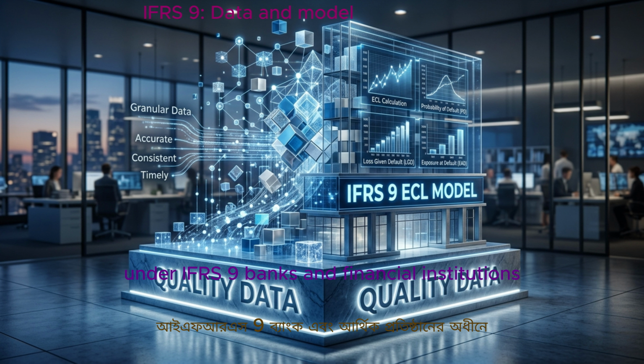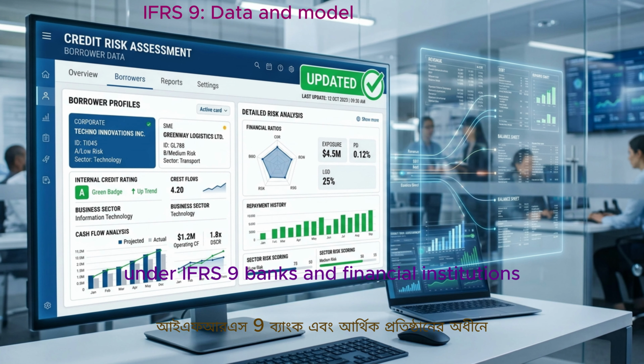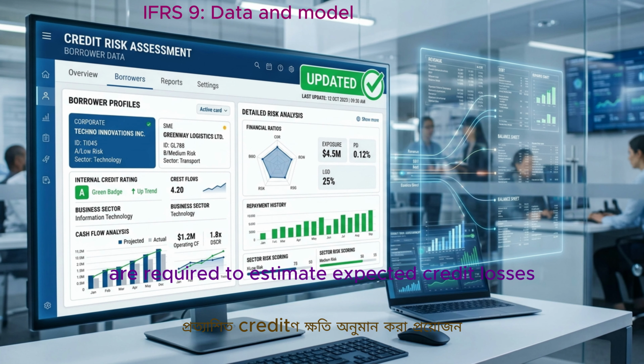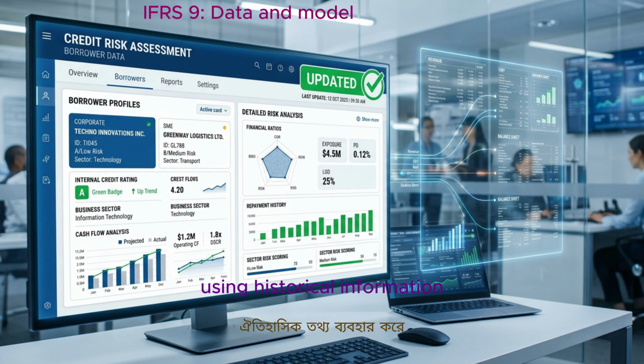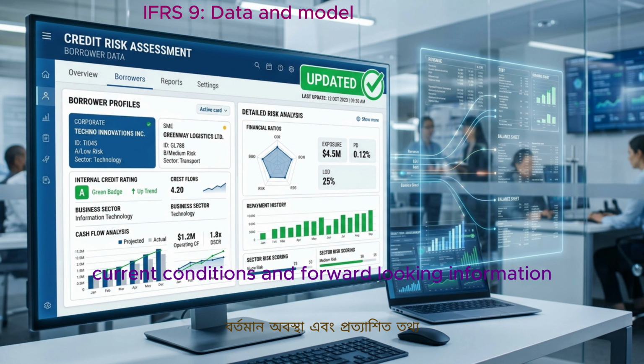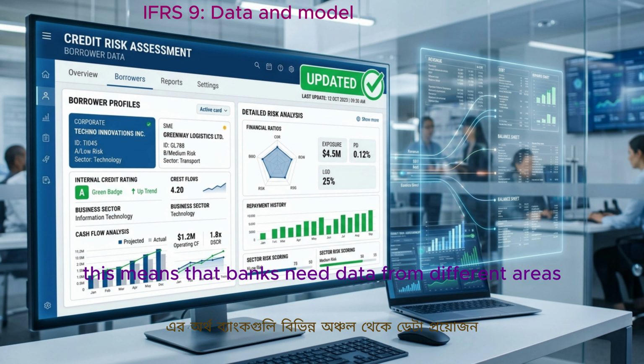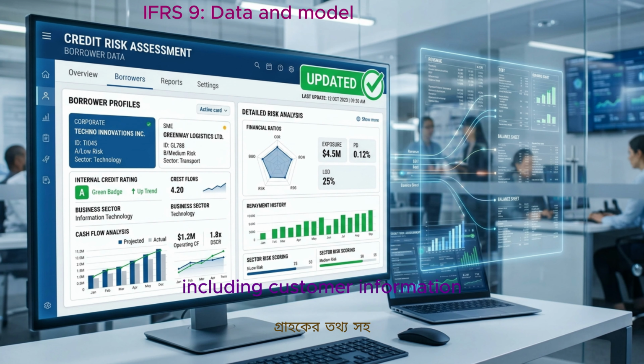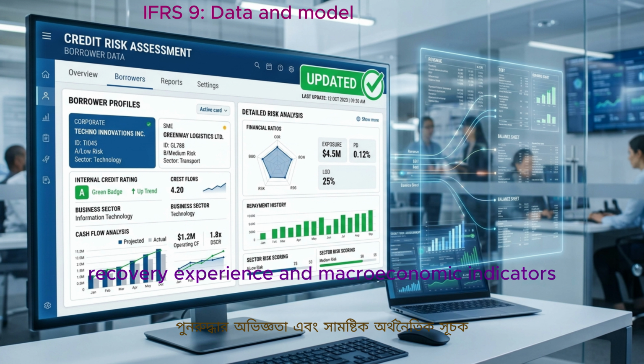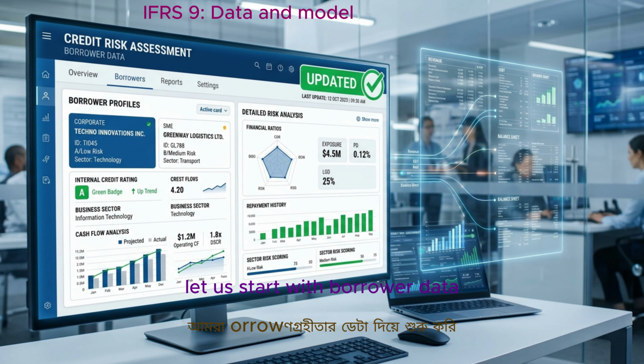Under IFRS 9, banks and financial institutions are required to estimate expected credit losses using historical information, current conditions, and forward-looking information. This means that banks need data from different areas, including customer information, loan information, repayment behavior, default history, collateral details, recovery experience, and macroeconomic indicators. Let us start with borrower data.